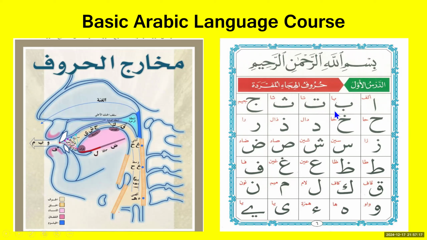Alif, ba, ta, sa, jim, ha, kha, dal, zal, ra, za. Two corrections. This one is J-E-E-M, Jim. This one is Z-A-A-L, Zal. This letter. Okay. Jim, ha, kha, dal, zal, ra, za.